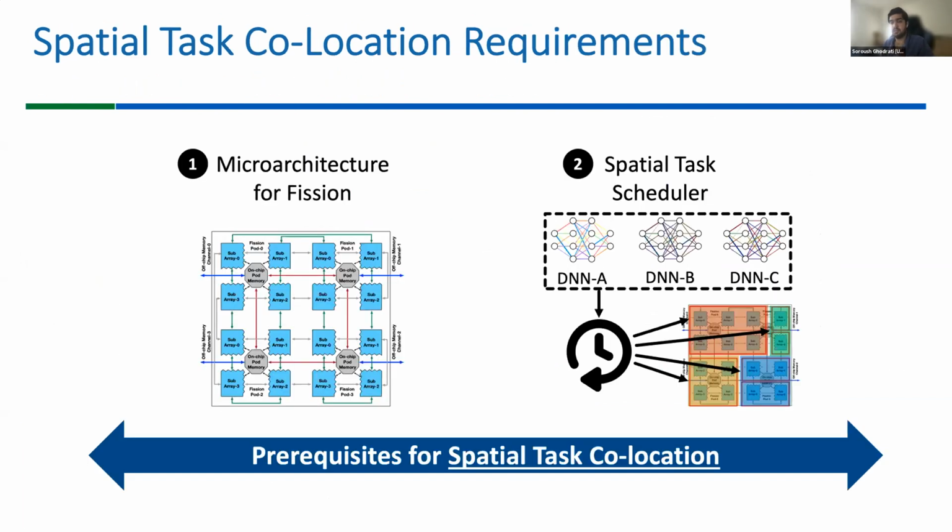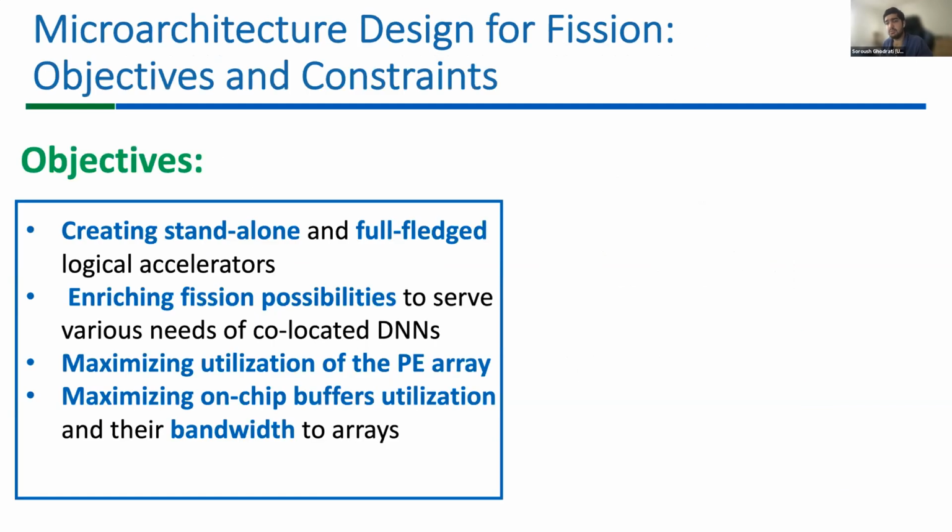To do so, bringing spatial multi-tenancy requires devising two main components. One is a microarchitecture with dynamic architecture fission capability, and second is a task scheduler that adaptively allocates resources to the dispatched tasks. Now let's look at some of the design objectives and constraints that we have. To design the microarchitecture for fission, we consider a set of objectives. First, we need to design a microarchitecture that is capable of creating standalone full-fledged logical accelerators. Second, we need to enrich the fission possibilities and accelerator reconfiguration schemes to serve various computational demands of DNNs.